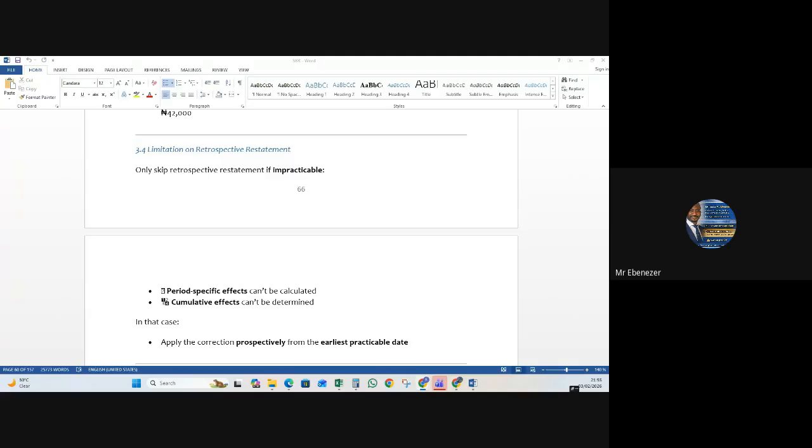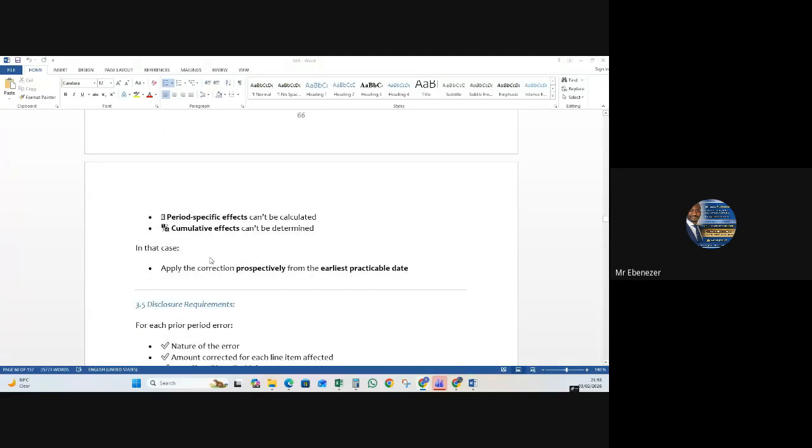And that's it. Now, what you have to do is to apply the correction prospectively from the earliest practicable date. From the earliest practicable date. And that's what we have there.